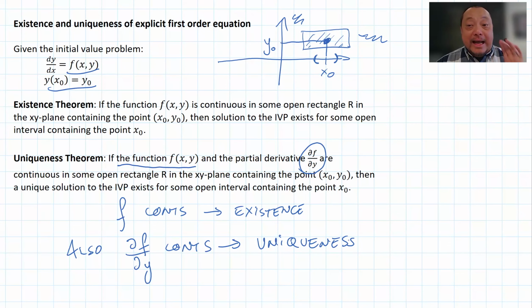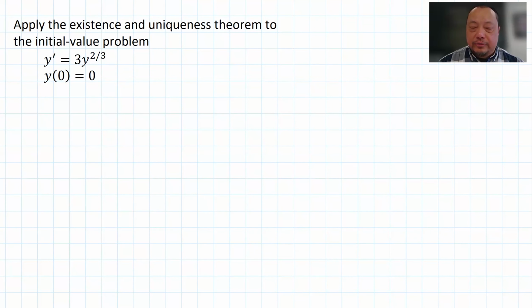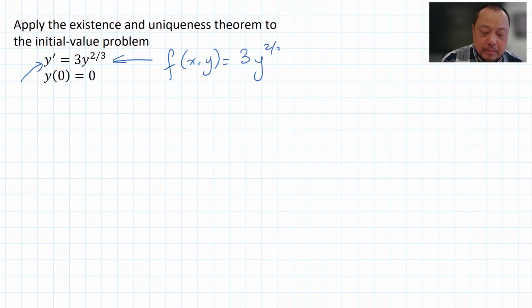All right, now let's apply it to the equation we have. Here's the form of the equation. Y prime is isolated, so it is explicitly first order. And that means this is the f of x, y function. f of x, y is equal to 3y to the 2/3. And this is the initial value. The initial point has x naught equals 0, and y naught is also equal to 0. So we're looking at the origin.